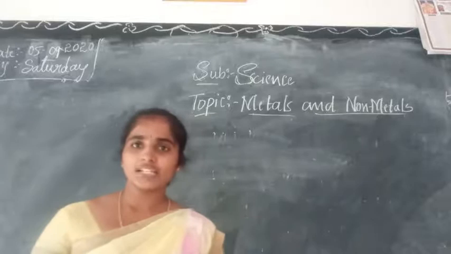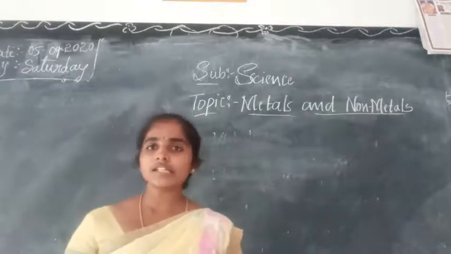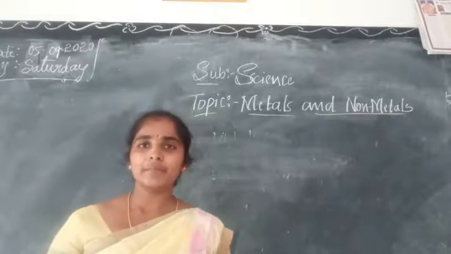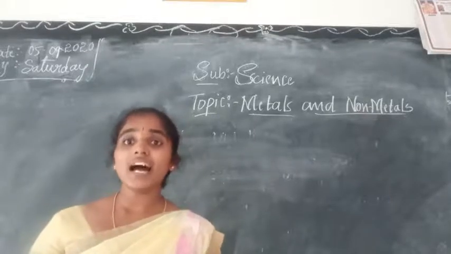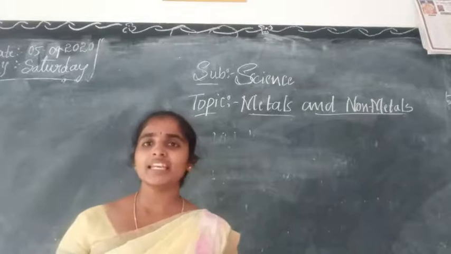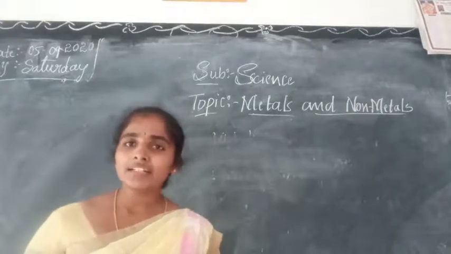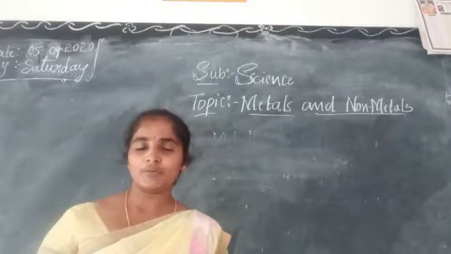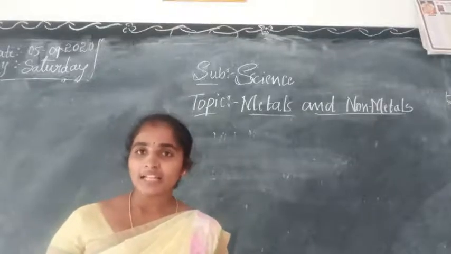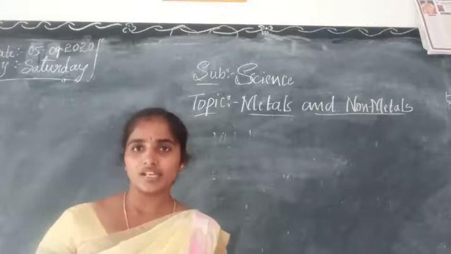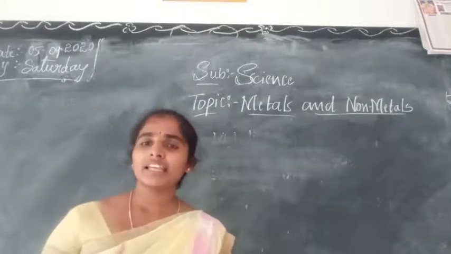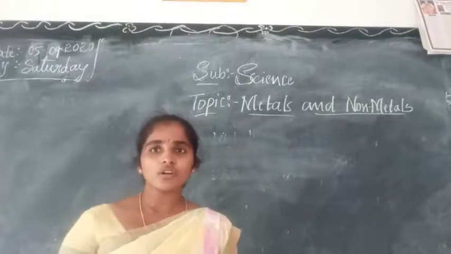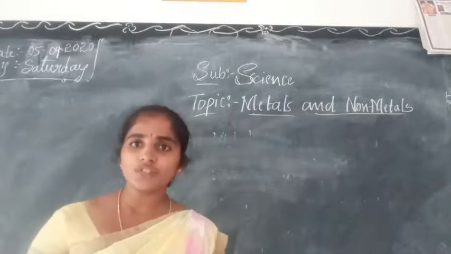In the previous class, we studied the physical properties of metals. What are they? Malleability, ductility, luster, metals are hard, they have high melting and boiling points, they conduct heat and electricity, and metals give sonorous sounds. These are all the physical properties of metals.